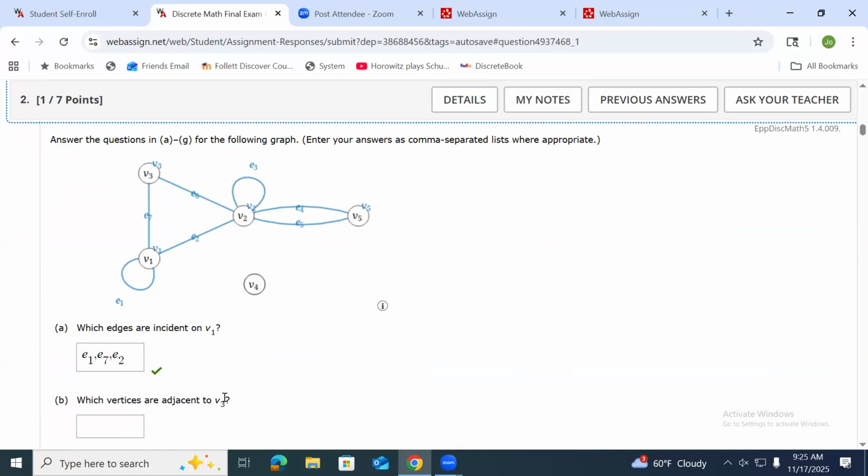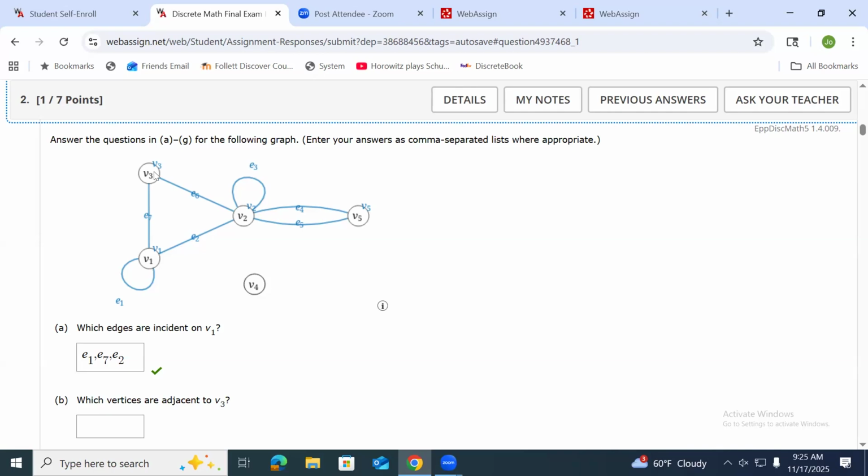That means which vertexes, now vertexes is not the right word, but to me it makes more sense. I shouldn't say it though. It's a bad habit. Which vertices are adjacent to V3? That means which vertices are next to or connected to V3. So there's V3.